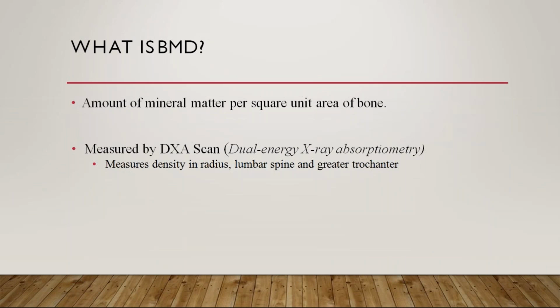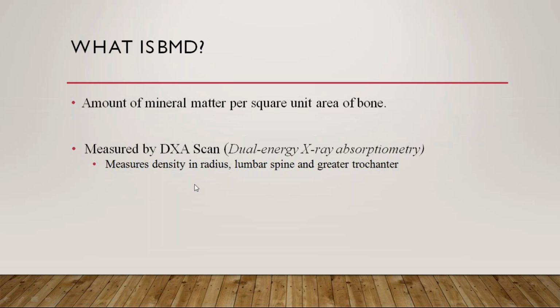What is BMD? That is the bone mineral density test. How can we do it? It is the amount of mineral matter per square unit area of bone. If they take the radius, lumbar spine, or greater trochanter, they measure how much mineral matter is there per square unit area. That is the bone mineral density, which is measured by DEXA scan, dual energy X-ray absorptiometry. BMD is calculated by DEXA scan.